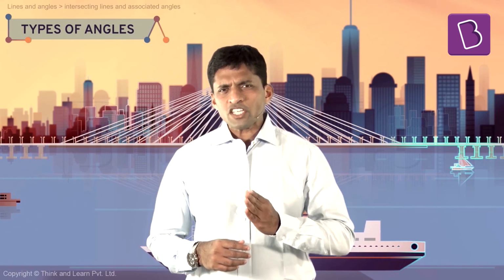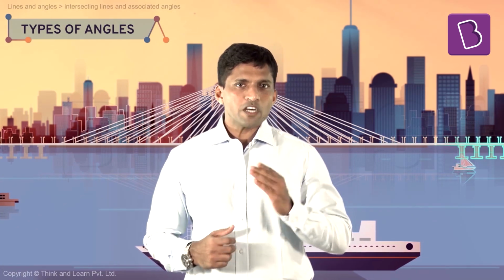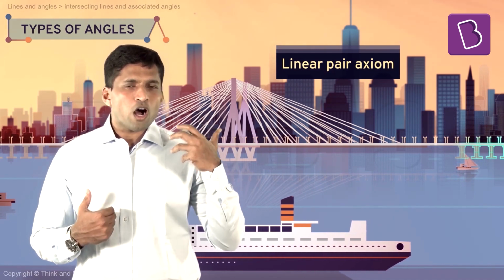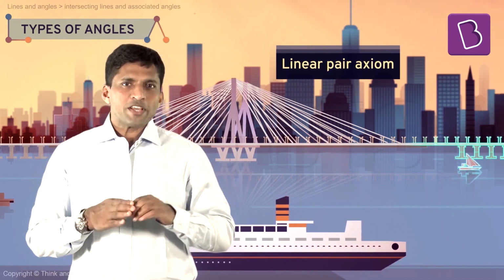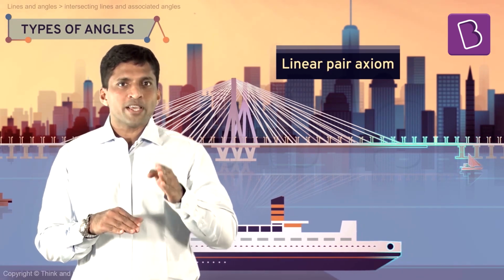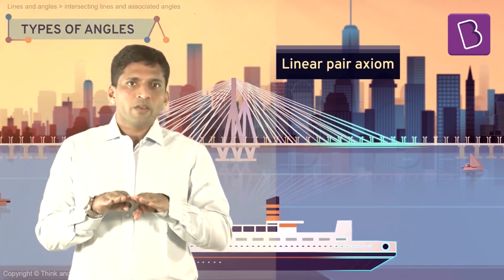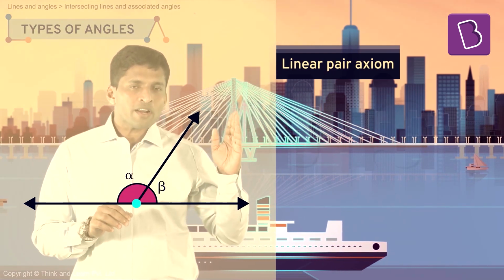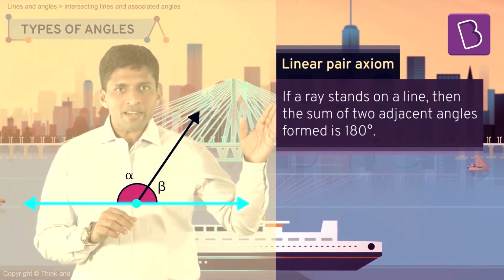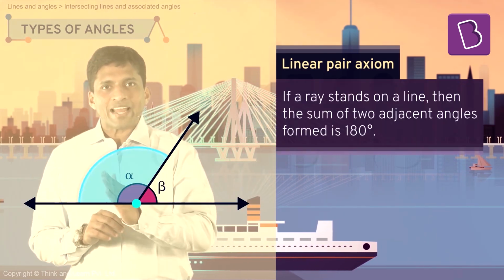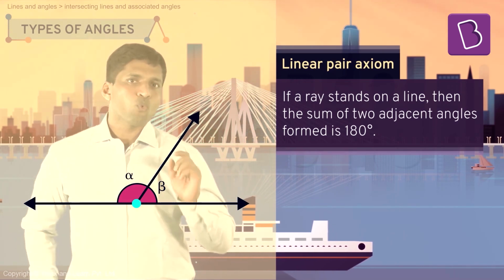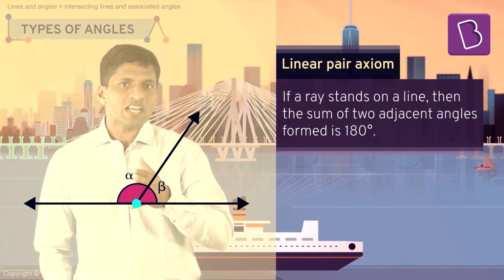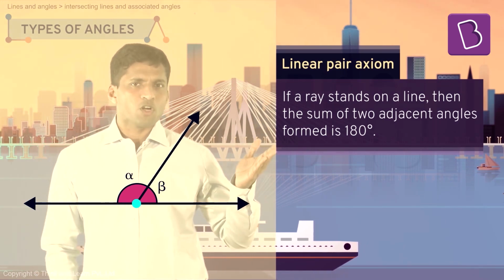Let's look at some very simple related axioms. First one, linear pair axiom. So how will you write it down if you ask me? It's very simple. In the meantime, I'm going to help you visualize this also. So you can write down like this: if a ray stands on a line, then the sum of the two adjacent angles so formed is 180. So it's visible. You can directly understand that from the diagram. That's why we call it an axiom also.